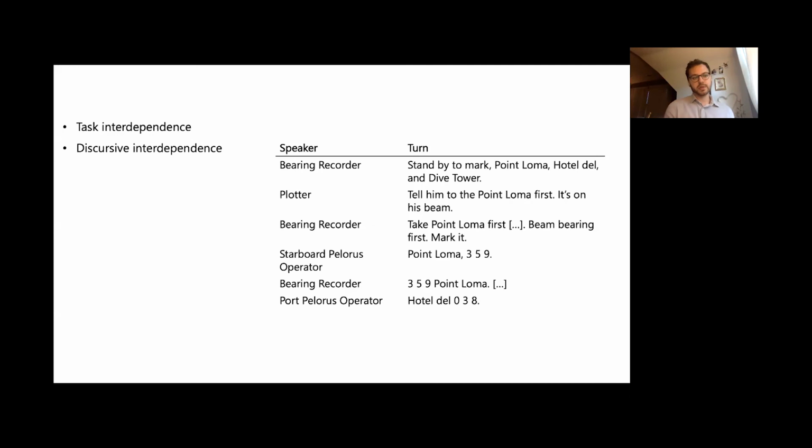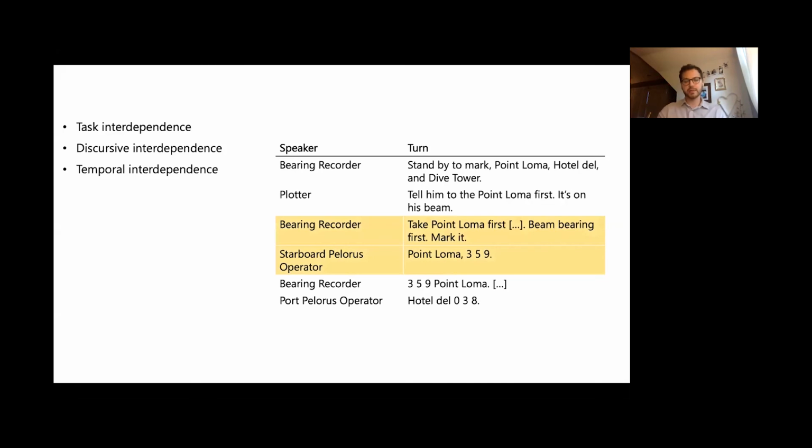There's also this idea of discursive interdependence. So this is when either or both of information or behavior have to be coordinated between individuals in the collaborative setting. So here we have information being coordinated in terms of bearings and landmarks, but we also have actions and behaviors such as taking physical measurements with a tool, making communicative acts.